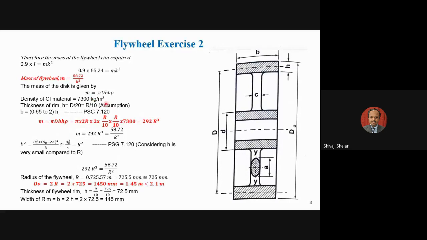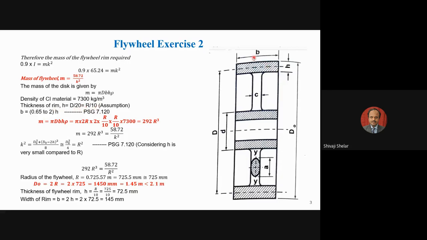Thickness of the rim: normally, whenever we design a rim flywheel, the thickness of the rim compared to the radius or diameter of the flywheel is very, very small. So that's why I am taking the value of h equal to d by 20, or in terms of radius, r by 10. This is the assumption I have made. It is not necessarily r by 10. If required, you can take greater than r by 10 also.